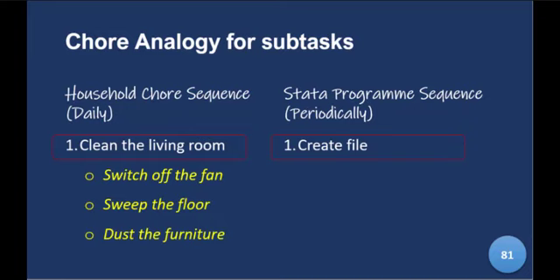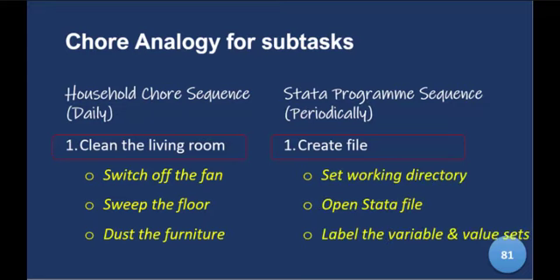In the same way, we have the same thing going on for setting the working directory. When you want to create a file, you open the Stata file, and you label the variables and the value sets. We did a bit of that when we were looking at the interface. You set a working directory to tell Stata where to go and pick your file, then you open the Stata file, and then you label the variables and the value sets. Just like we have a main task and subtask, we do have the same for do files.